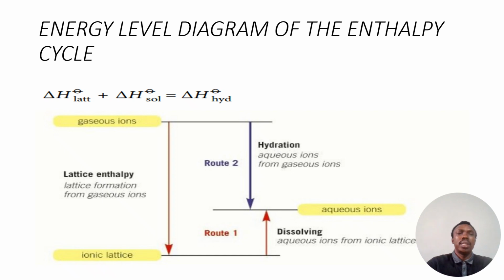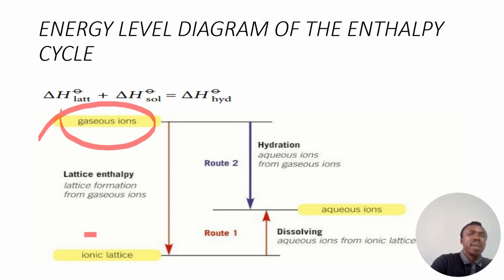Like lattice energy is exothermic, so you can see the arrow goes down. If the process is exothermic, the arrow will move down. If the process is endothermic, the arrow will move up. So we just want to use this to represent the enthalpy cycle using the energy level diagram. What we have here, you can see, gaseous ions to ionic lattice.